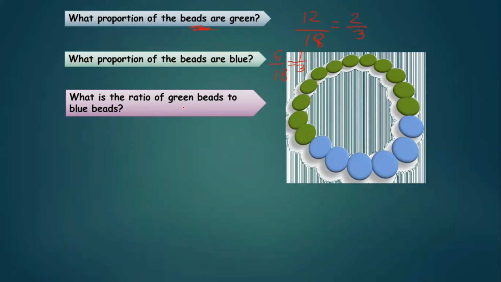Okay. Now, what is the ratio of green beads to blue beads? Green beads are 12 and blue beads are 6. So the ratio 12:6 is 2:1 if I simplify this.